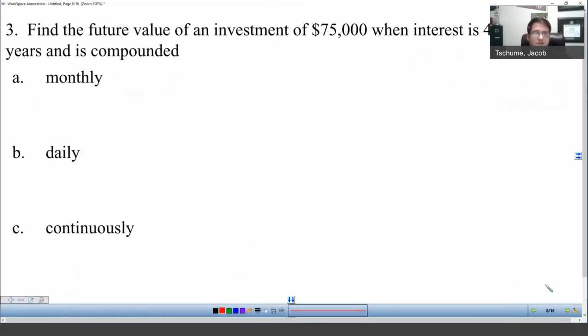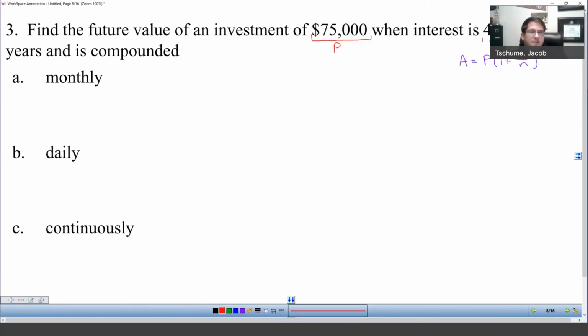So let's do an example here to see how much it's affected. I want you to find the future value of an investment of $75,000 when interest is 4.5% for 3 years and is compounded in the following 3 ways: monthly, daily, and then we'll do one with continuously. Now, monthly and daily are going to use the same formula, but we're going to have one value that's different. So for both of those, we're going to use the formula A equals P times (1 plus R over N) raised to the NT power. And if I label the values in the problem, the $75,000 you see here is your principal value. That's how much money you're putting into your savings account, we'll say.